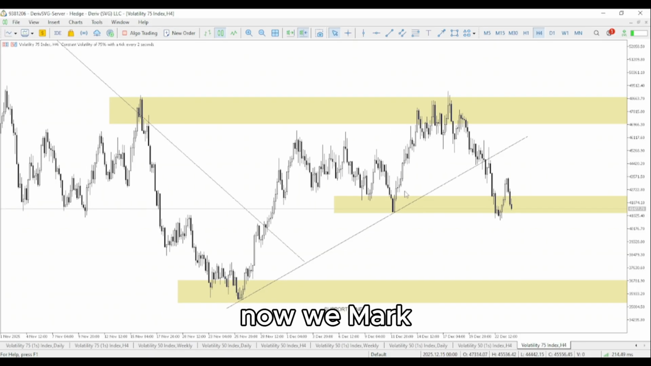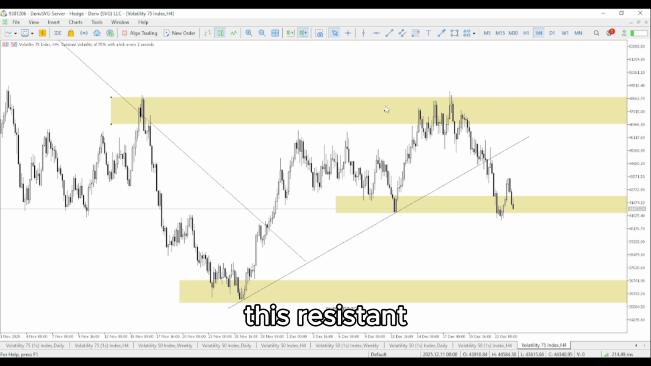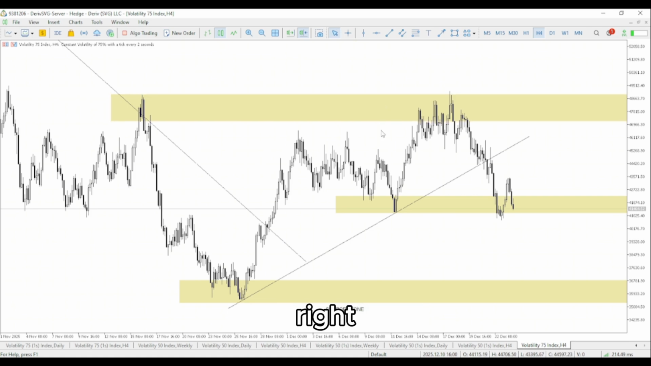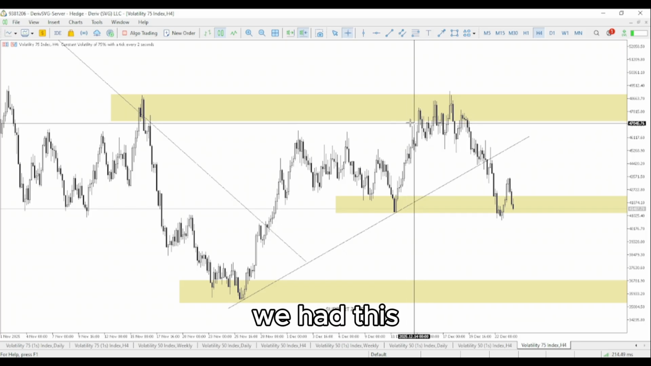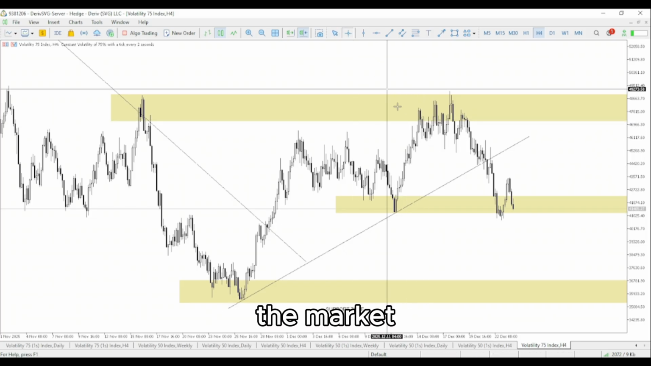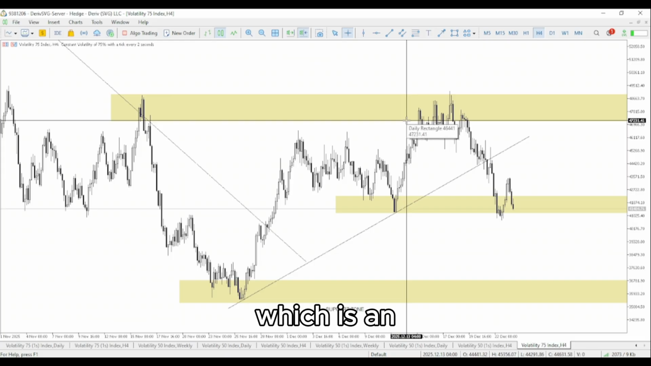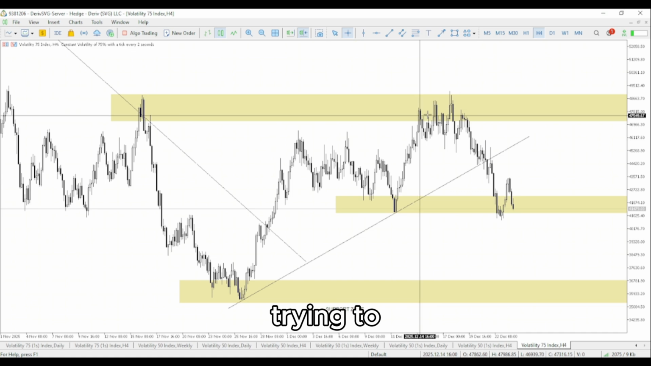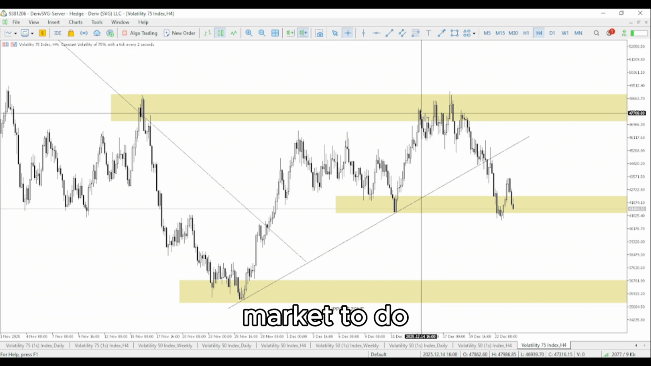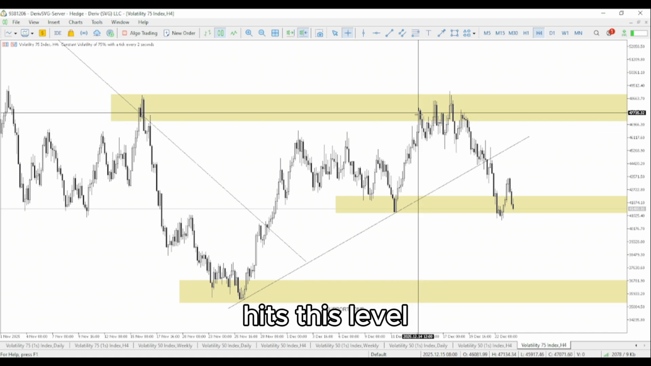You understand? So now, we mark this resistance level as our major key level, right? So now we know if price gets to this level, something is going to happen. Either price is going to respect the level or it's going to break out of the level. That is two things, you understand? So when price first approached this level right here, we had this rejection that came down. The market formed a candlestick pattern here, which is an inside bar, and the market fell down, showing that sellers are here. They are trying to push the market down.